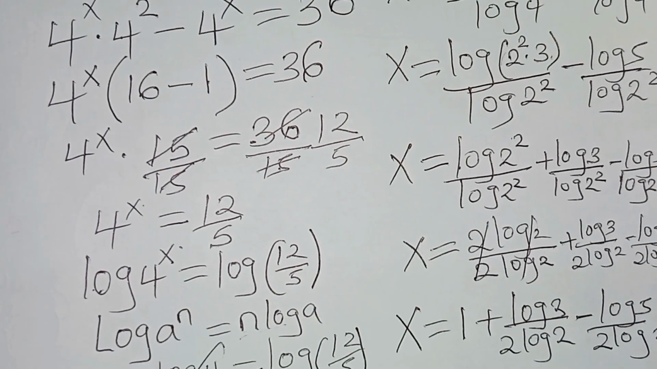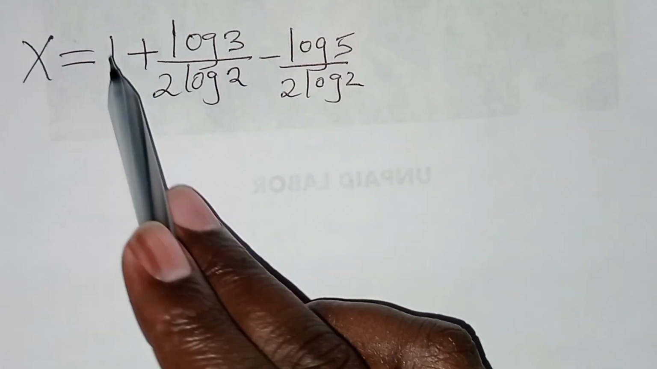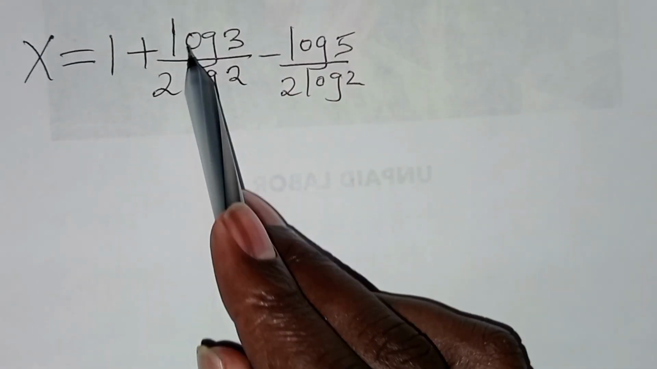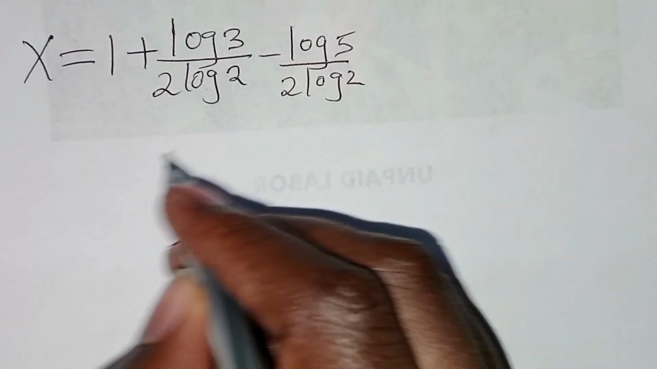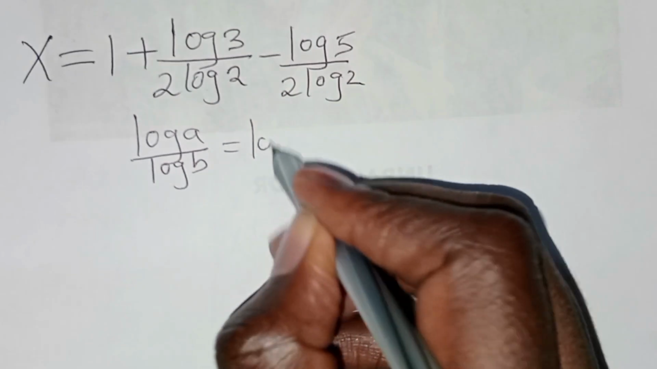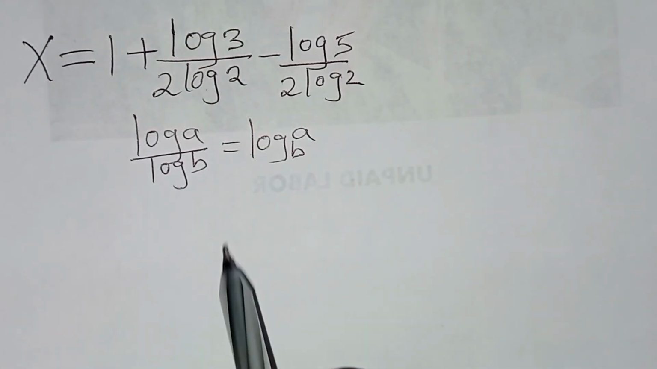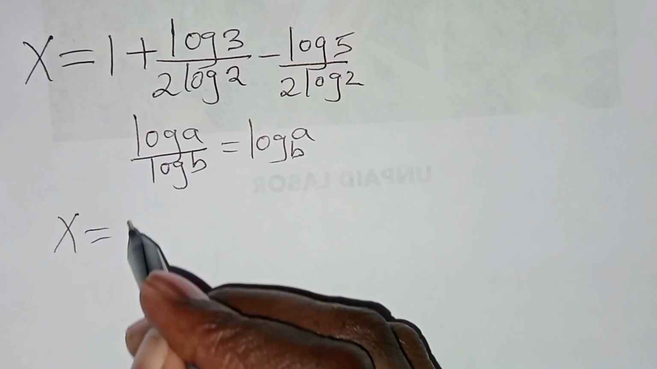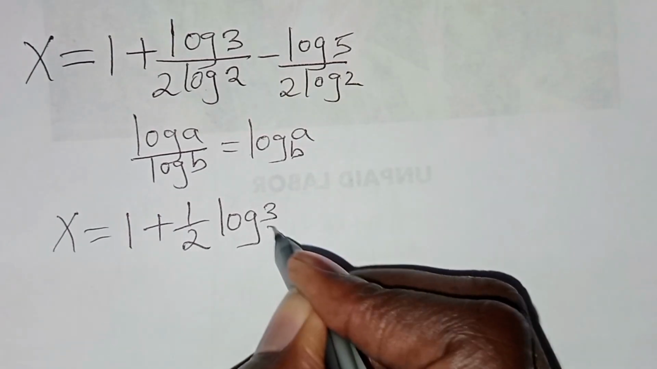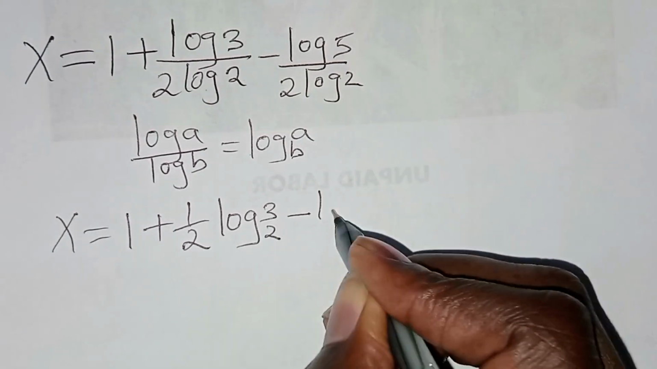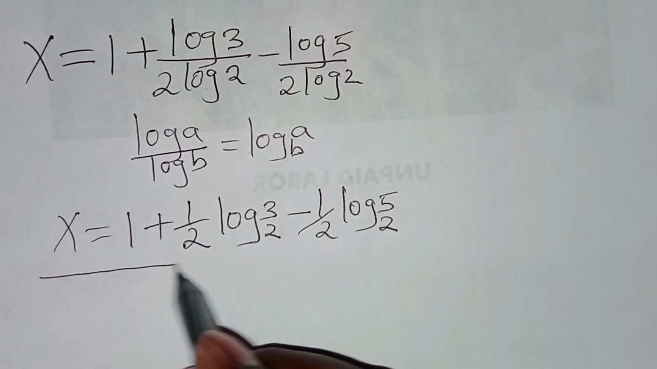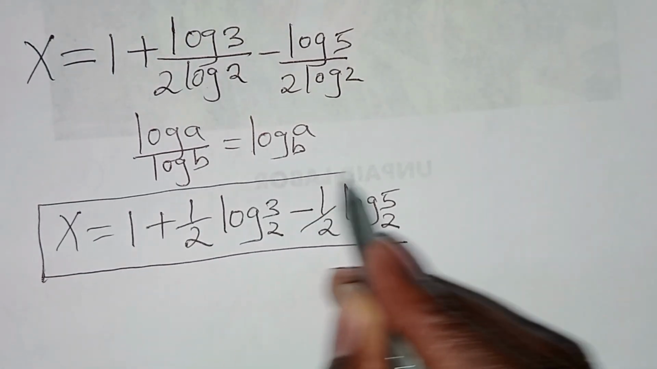So let's proceed from here. We have x equal to 1 plus log 3 divided by 2 log 2, subtract log 5 divided by 2 log 2. Log 3 divided by log 2 is in the form of log a divided by log b, which we can transform as log a to base b. So applying this property, x becomes 1 plus half log 3 to base 2, subtract half log 5 to base 2. This is the value of x.